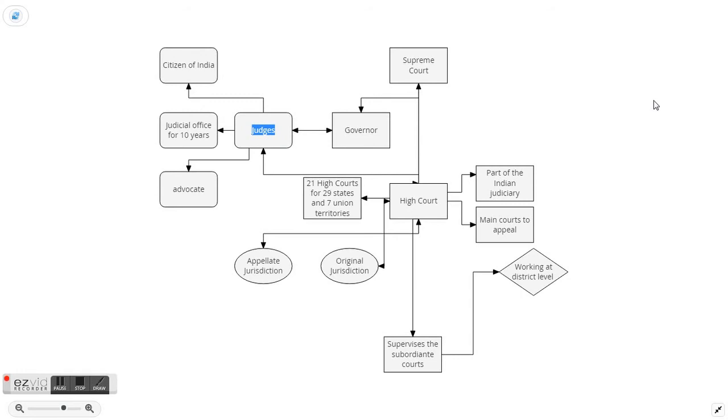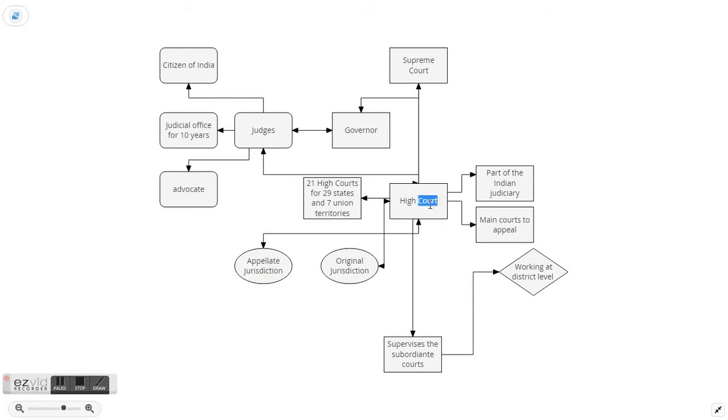Once appointed, the high court judges hold office till retirement, that is, till they attain the age of 62. After retirement, they may be appointed judges of the Supreme Court, or they may practice as advocates either in the Supreme Court or in any high court. And the most important factor we are going to discuss now is the powers and the jurisdiction of the high court. What type of power do they hold?